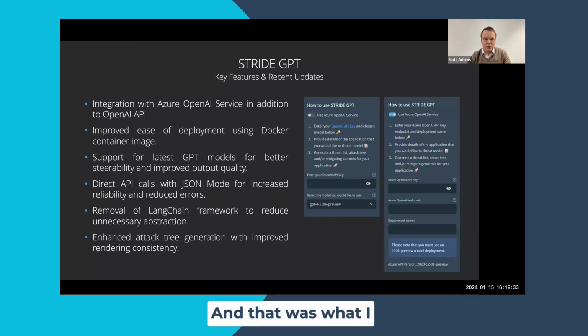And that was what I found with version 0.4 when I was trying to take advantage of this JSON mode that was introduced. I just couldn't get the consistency of the outputs through LangChain, and so I decided to effectively rewrite probably about 50% of the code in Stride GPT at that point, to remove LangChain and just go direct to the native API calls.